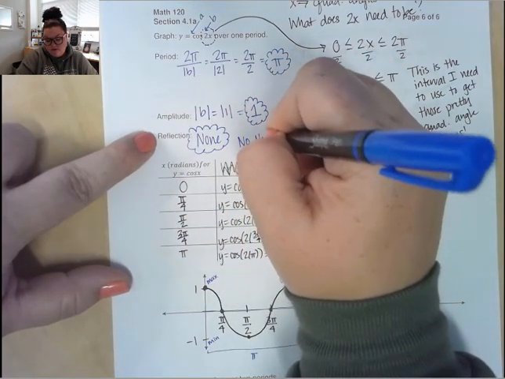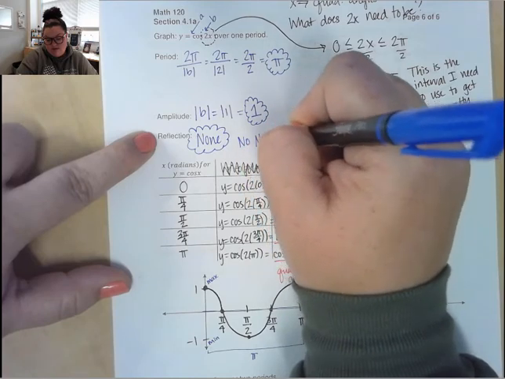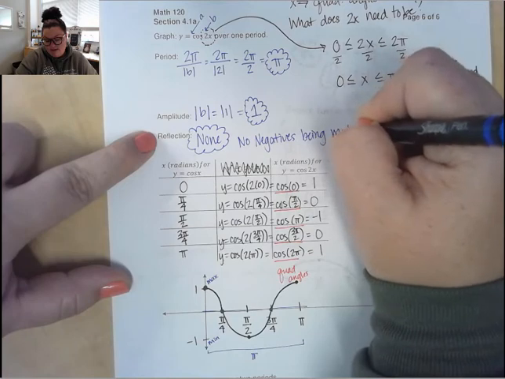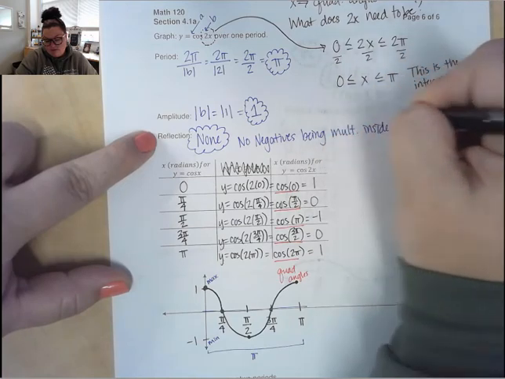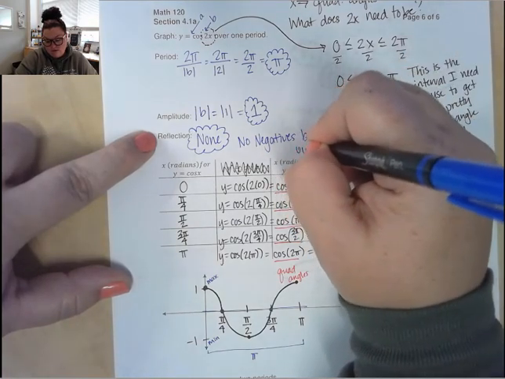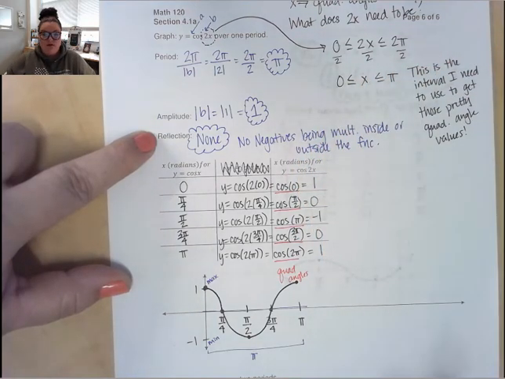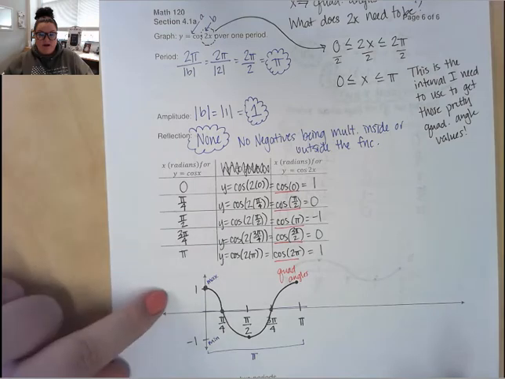No negatives being multiplied inside or outside the function. Okay. And we can also tell by our graph, right?